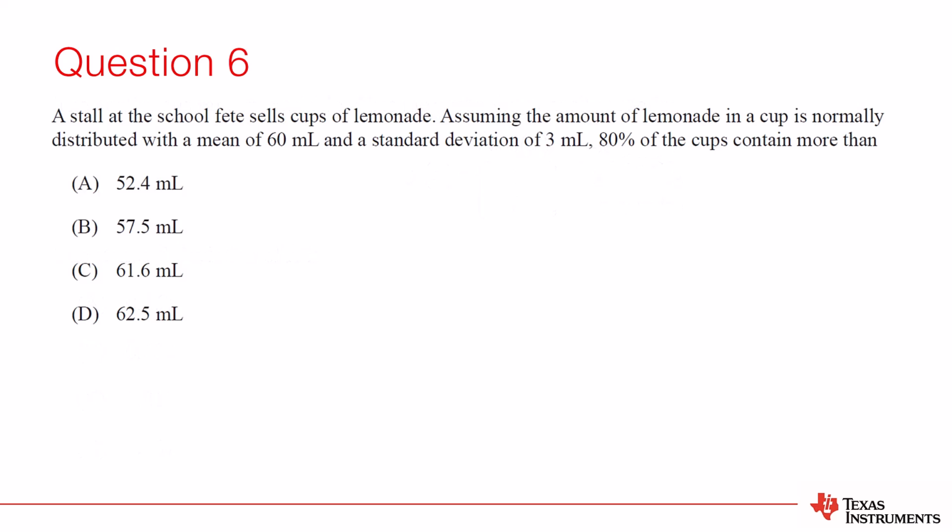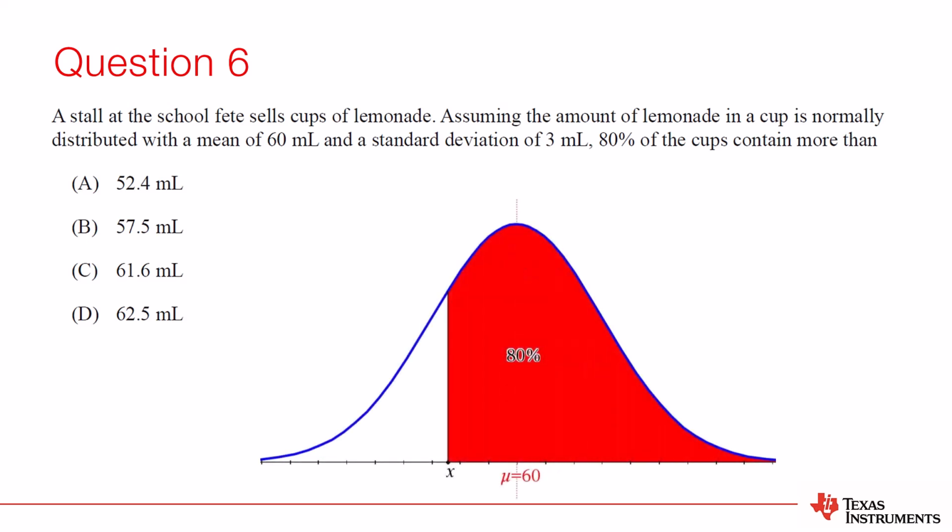Question 6. In this question, we are told that the volume of lemonade is normally distributed, a mean of 60 ml and a standard deviation of 3 ml. We want to find the volume, let's say x, for which 80% of cups will contain more than x. We can do this question without using a calculator. Draw a diagram and estimate a value for x for which 80% of the graph will be shaded to the right, that is, greater than x.